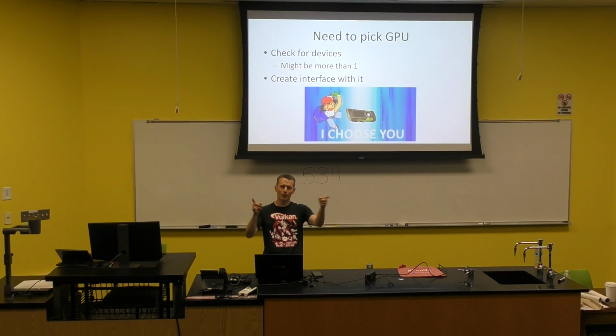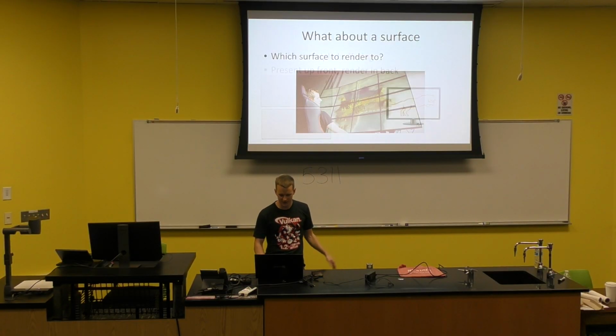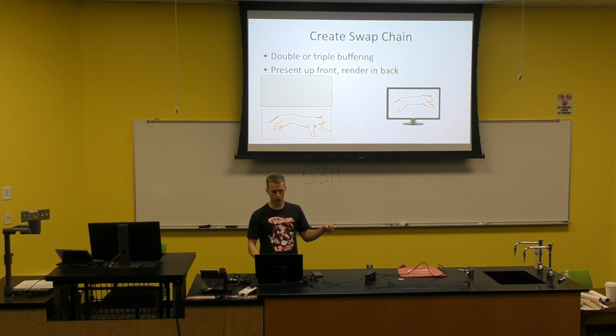So you've got to make sure you pick the right GPU, and then you've got to pick which surface to render on. Because you might just tell it to render to a surface. And then we have a thing called a swap chain. So you display an image, but in the background, you have another copy ready to be rendered to. So you render to that image, and then ready, swap. You get the next image ready in the background, and when they're ready, you swap.